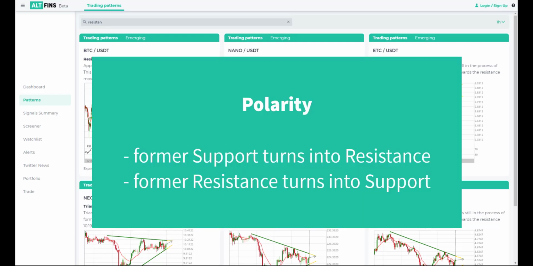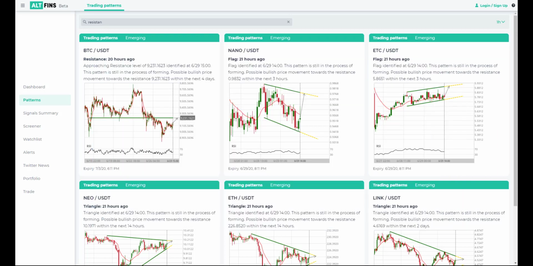The principle of polarity is the idea that former support turns into resistance, and former resistance turns into support. It's an incredibly simple supply and demand concept that many seem to miss, but once the psychology driving polarity is understood, it becomes clear why it's one of the most important principles in technical analysis.